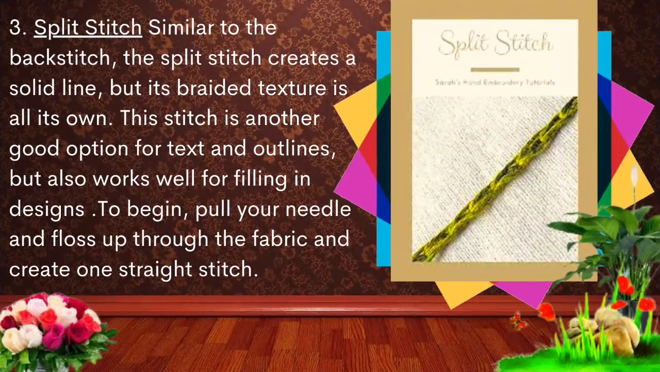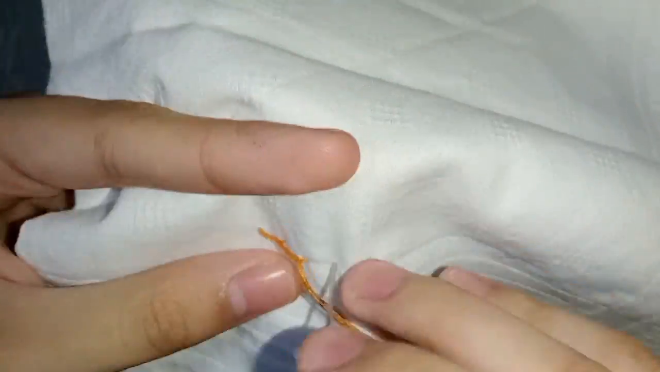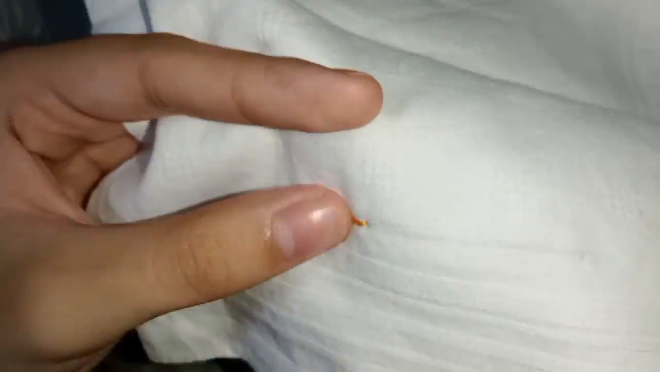Okay, for the number 3 is split stitch. Similar to the backstitch, the split stitch creates a solid line, but its braided texture is all its own. This stitch is another good option for text and outlines, but also works well for filling and designs. To begin, pull your needle and floss up through the fabric and create one straight stitch.